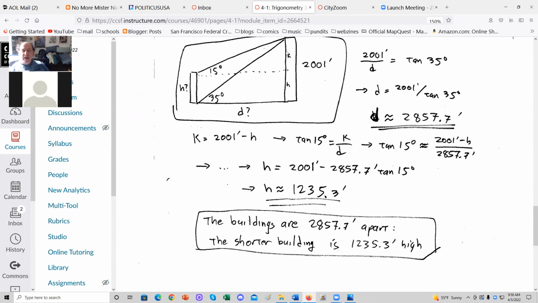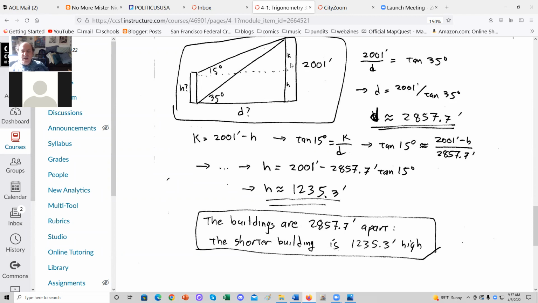But anyhow, this is a height of 2,001 feet. This is a distance of d feet. This is 35 degrees. And okay, so the trigonometric relation is that 2,001 feet over d equals tangent 35 degrees. So we have a first equation. After a couple of transpositions, d equals 2,001 feet divided by tangent of 35 degrees. So the distance between the two skyscrapers is about 2,857.7 feet. Now I add in this 0.7 with some reluctance, because our original data doesn't have it in tenths of feet, but I'll put it in just as an excessive caution.